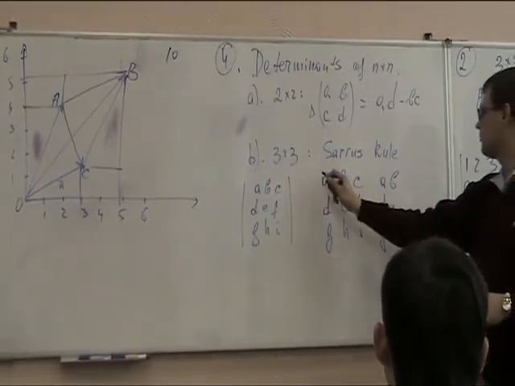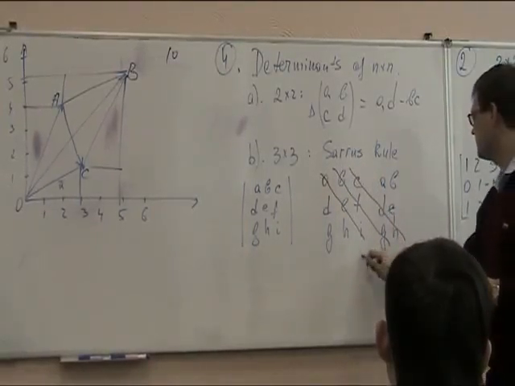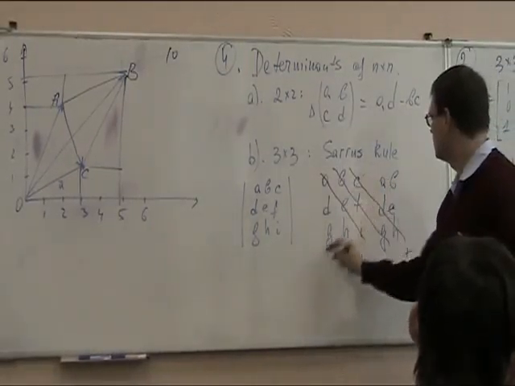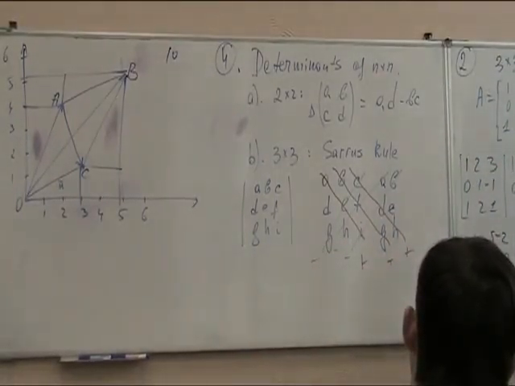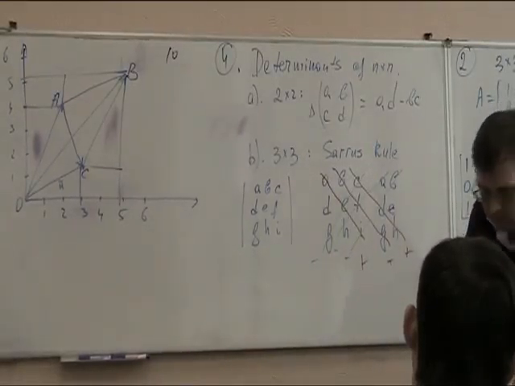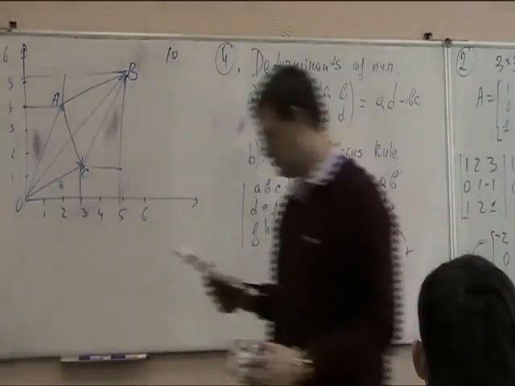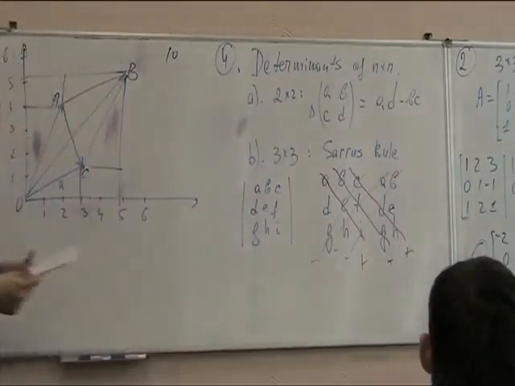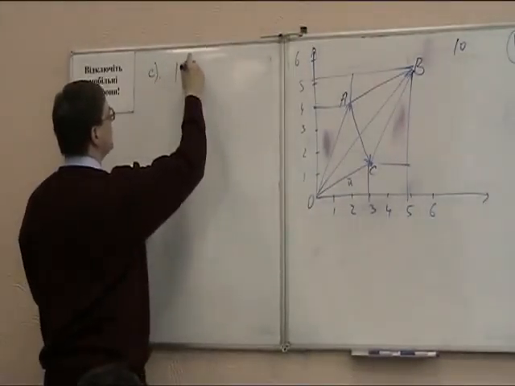And then basically the products along those lines are going to be plus signs. The products along those lines are going to be minus signs. So we may use Sarrus's rule to find the determinant of this matrix.